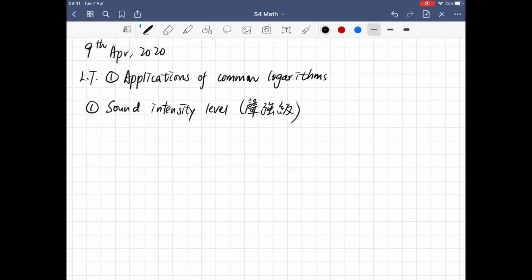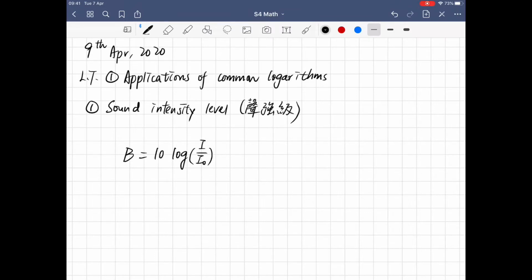So in this section we have to learn about two applications. And the first one is sound intensity level. In Chinese, 声感级. So for sound intensity level, there is a formula. So please mark it down on your notebook. That is B equals 10 log I over I log.